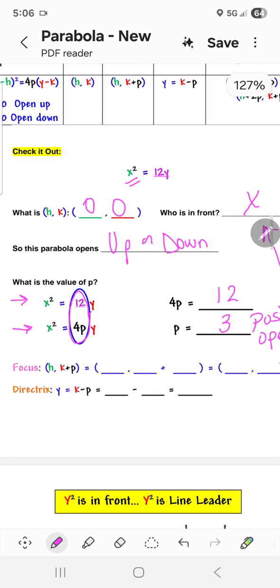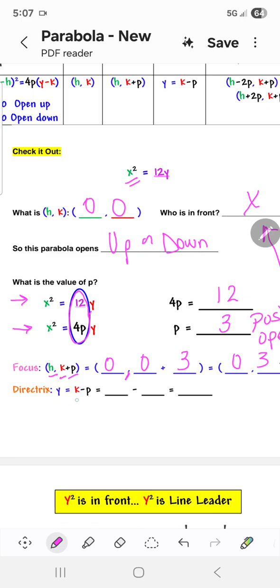In order to get the value of my focus and my directrix, all I have to do is follow my formulas. It's just a plug and chug. You know H, you know K, you know P. The equation for the focus is H, that's a 0, comma, K, that's a 0, plus P, which is 3. Oh, so my focus is 0, 3.